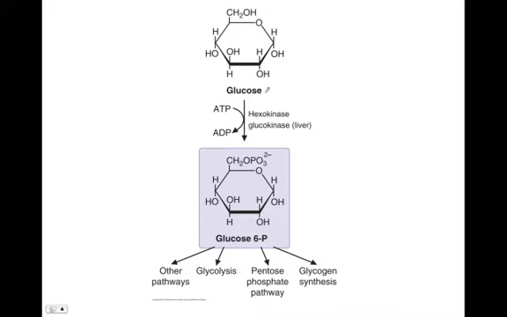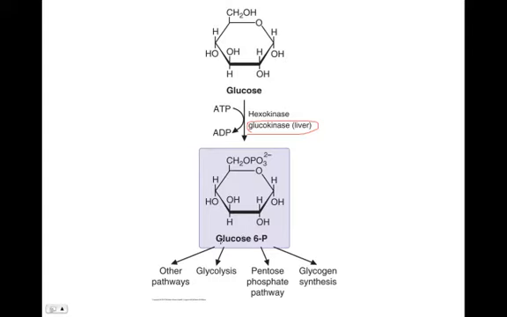So the initial step and the first regulated step in glycolysis is the phosphorylation of glucose. This can be done by either hexokinase or glucokinase. Glucokinase specifically is active only in the liver, whereas hexokinase is specifically active in all other tissues. The affinity of these 2 enzymes for glucose differs, and that's a function of their roles in each of the tissues. We've talked about this in a previous module. The phosphorylation of glucose is irreversible and traps it within the cell.